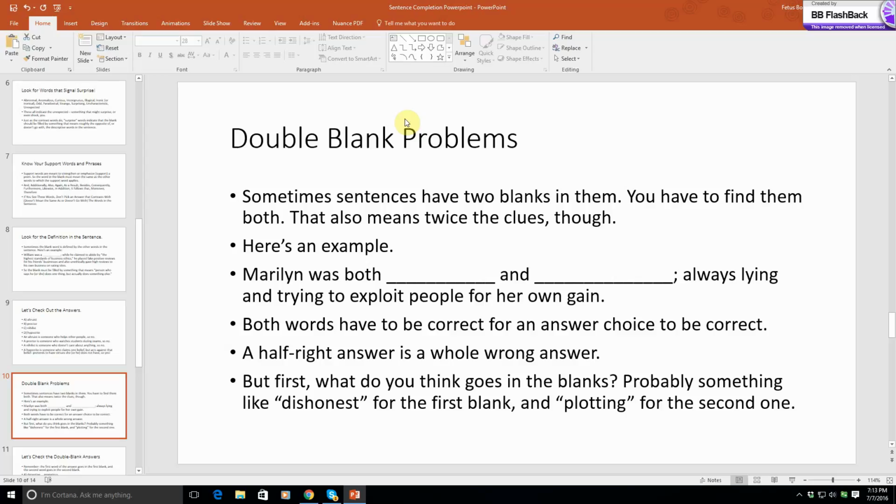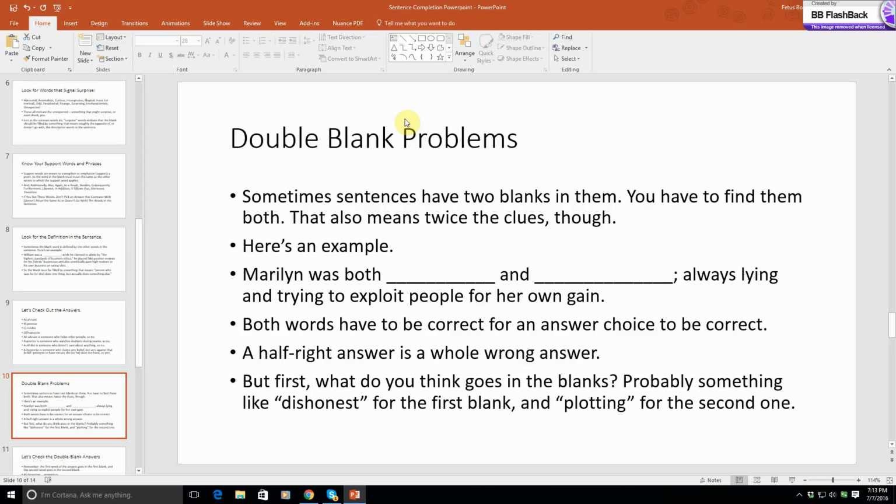Both words have to be correct for an answer choice to be correct. A half-right answer, where one of the words is correct but the other one isn't, is still a whole wrong answer. You might have heard the saying, a half-truth is a whole lie. Well, that also works with right and wrong answers. Half right means whole wrong. But first, what do you think goes in the blanks?